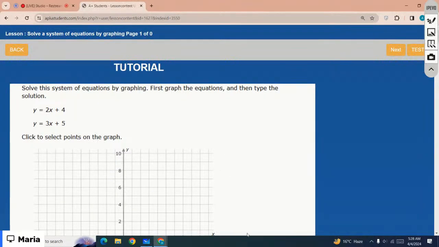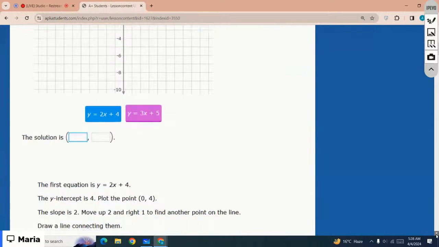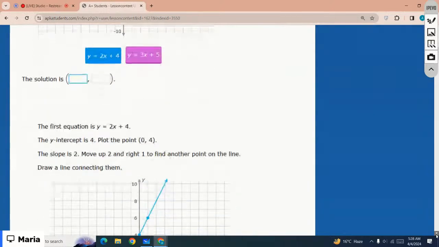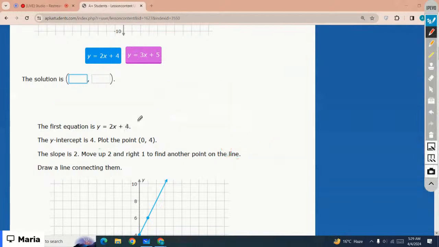Solve the system of equations by graphing. y equals 2x plus 4 and y equals 3x plus 5. Okay, so how do we solve equations by using the graphing method? You are given the first equation, y equals 2x plus 4, right? If you compare this equation to y equals mx plus b, the y-intercept is 4 and m is 2, right?